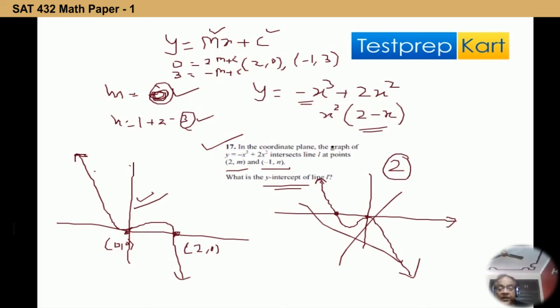And what about the second one? The second one will be minus m plus c is equal to 3. Subtracting the second equation from the first, I'll get 3m is equal to minus 3. M is equal to negative 1. If I substitute negative 1 in the first equation, I'll get c as 2. What is c? C is the y-intercept. So the answer is that the y-intercept is 2.